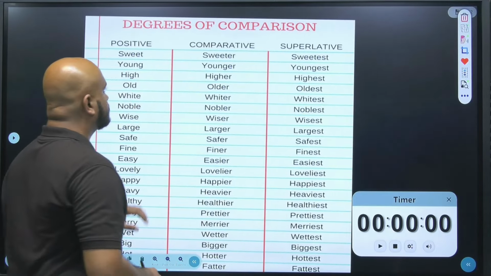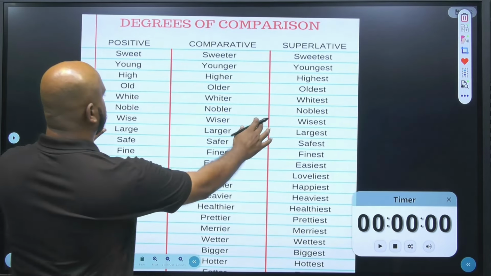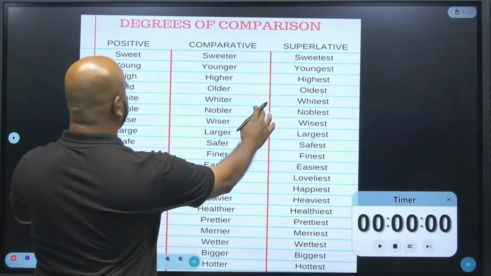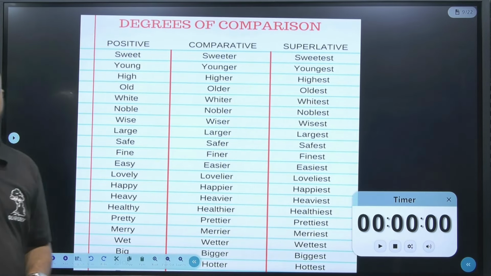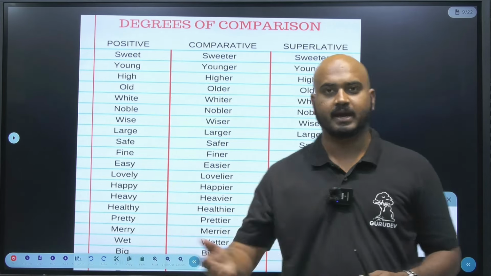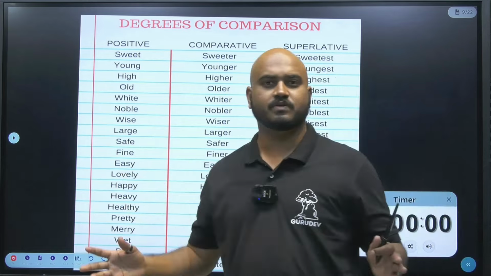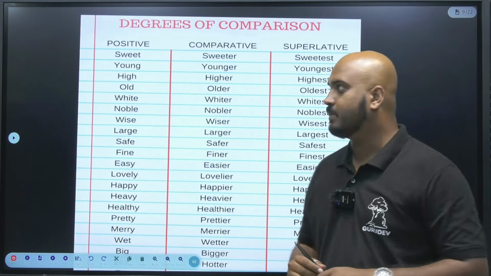All right, so these are the 3 degrees of comparison. What are they? That is positive, comparative, and superlative. Now, what is positive degree? Generally, the adjective in its original form, like as you can see over here, sweet, young. There is no change in the word. Okay, it's in original form.